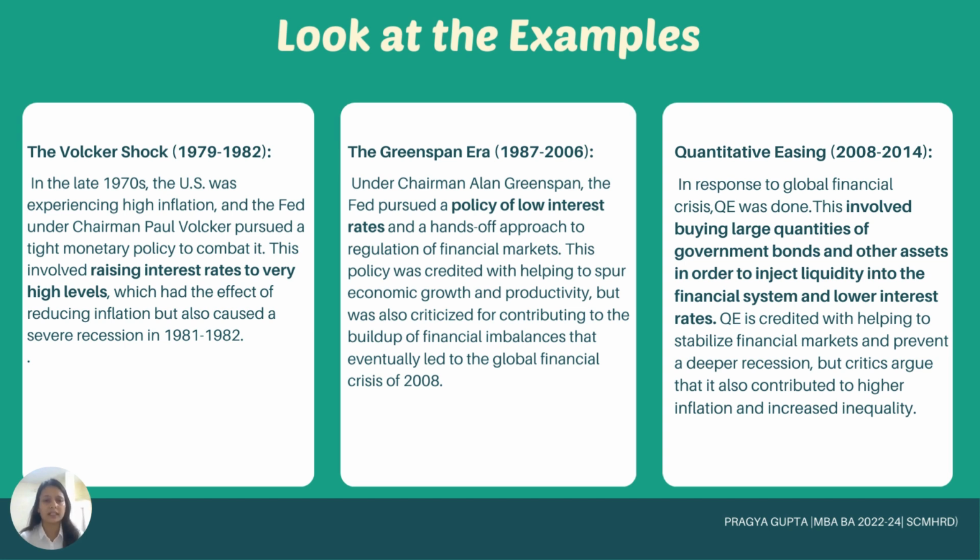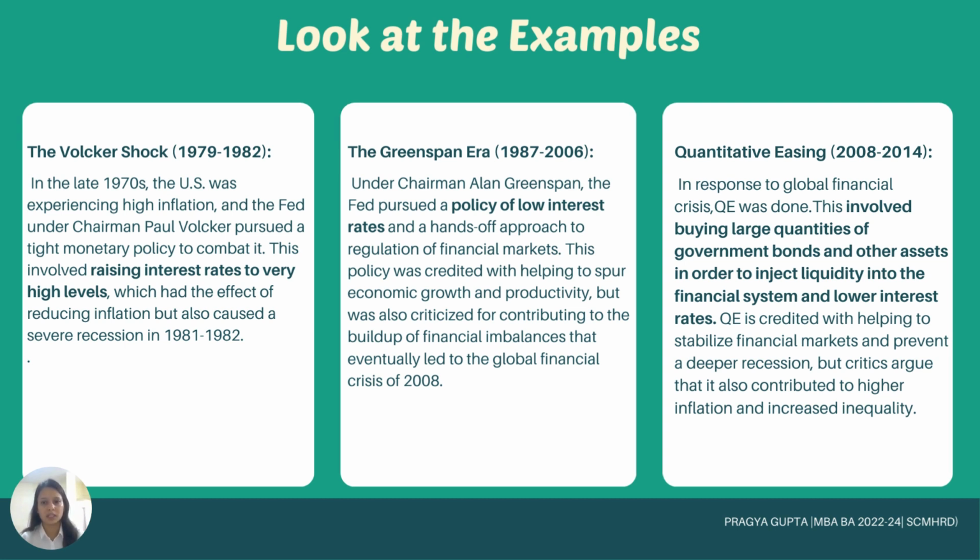The next era, from 1987 to 2006, under the chairman Alan Greenspan, the Fed pursued a policy of low interest rates, which was a hands off approach to regulate the financial markets. This policy helped to spur the economic growth, but it was also criticized for contributing to the buildup of the financial imbalances.